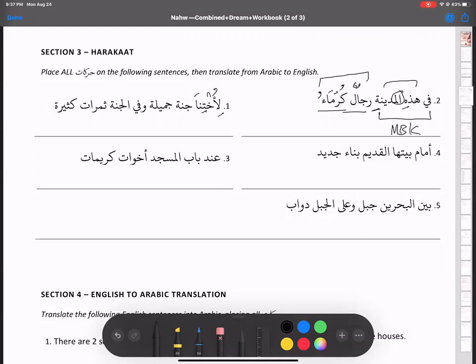So this is our MBK. Jannatun Jamilatun, this is our Mubtada. Jannatun, beautiful garden. So our sister has a beautiful garden. And now Fil Jannati, Samaratun Kasiratun. Okay, and in this garden are plenty of fruits.